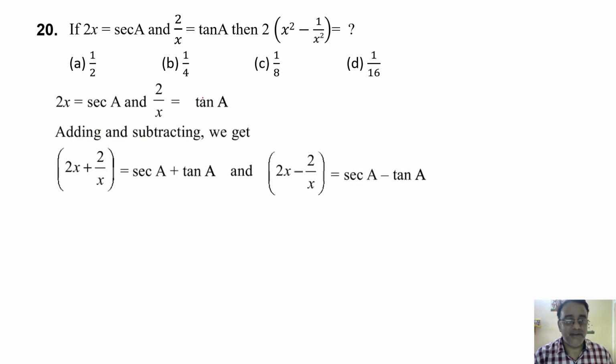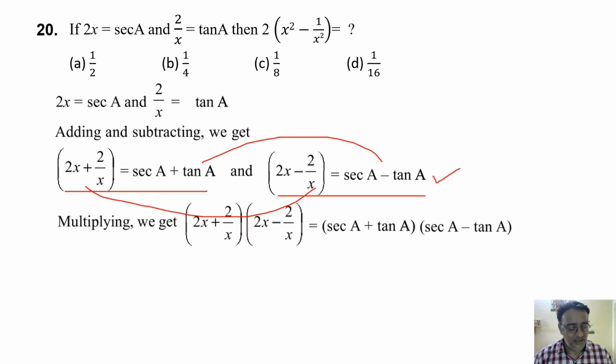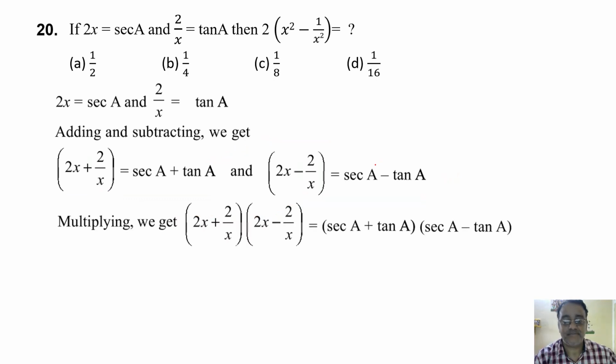If this is clear, let's move ahead. 2x plus 2 by x is equal to sec a plus tan a, this we got on adding. 2x minus 2 upon x is equal to sec a minus tan a, this we got on subtracting. Whether this is clear? Yes, sir. Okay, now we are going to multiply these two. Multiplying these two, we will get 2x plus 2 by x into 2x minus 2 by x on the left hand side and sec a plus tan a into sec a minus tan a. This step is clear? Yes, sir.